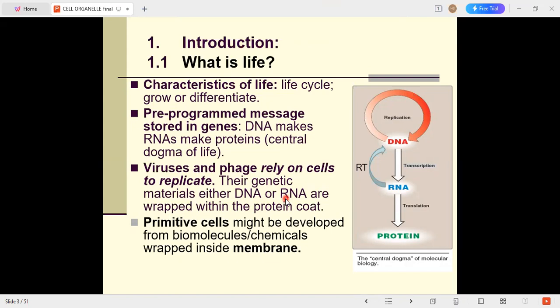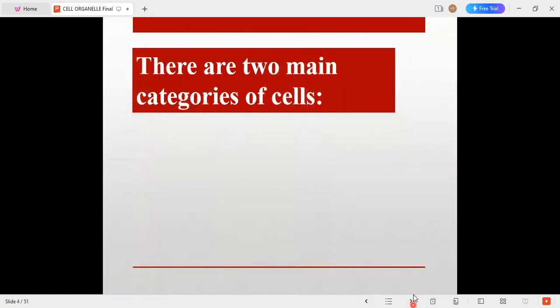Now let's discuss the individual organelles of a cell. Now let's discuss the types or different categories of the cells. There are two main types of cells, animal cells and plant cells. Both cells are made up of quite different components.